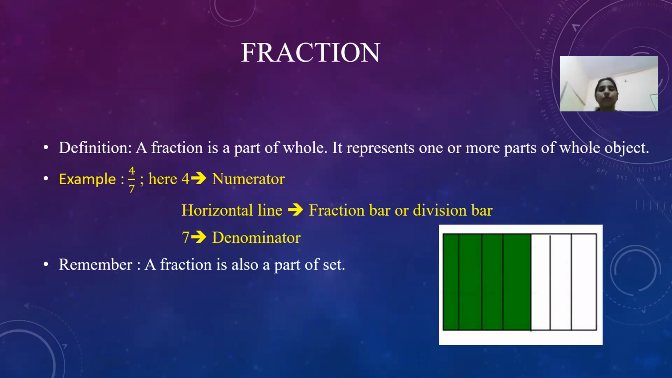The pictorial form of this 4 by 7 is represented by this figure. In this figure, we can see that in total there are 7 bars. Out of 7 bars, 4 bars are green. Therefore, this will be called 4 by 7.